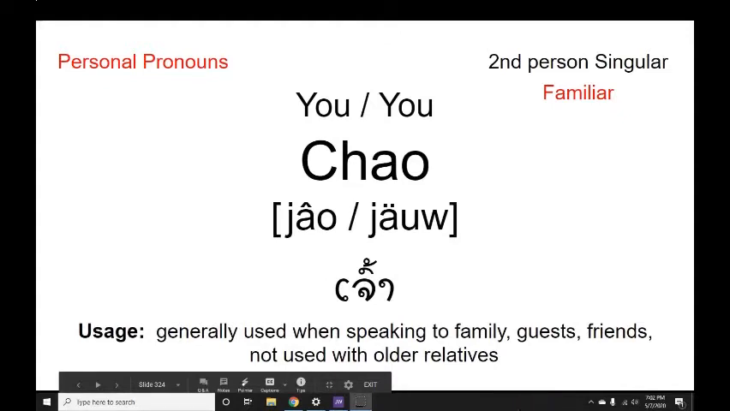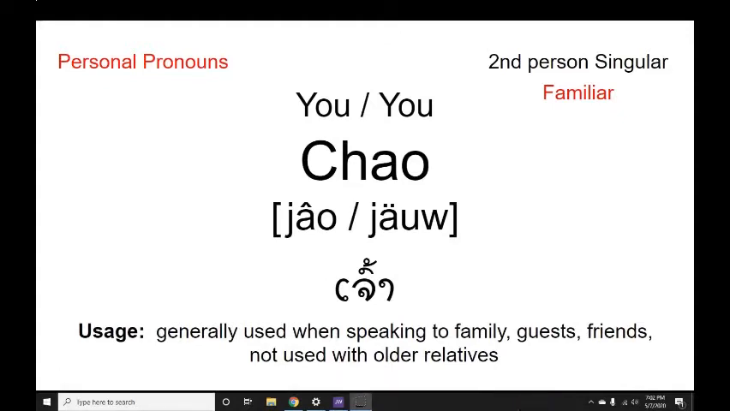Next, we have a familiar way of referring to a person as you. And again, this is family, guests, friends, people that are not your older relatives, someone that's not in a position of authority over you, okay? There's a respectful way of referring to the other person as you. But this is the familiar form of you, and it's jiao. Jiao. All right? You. Jiao.